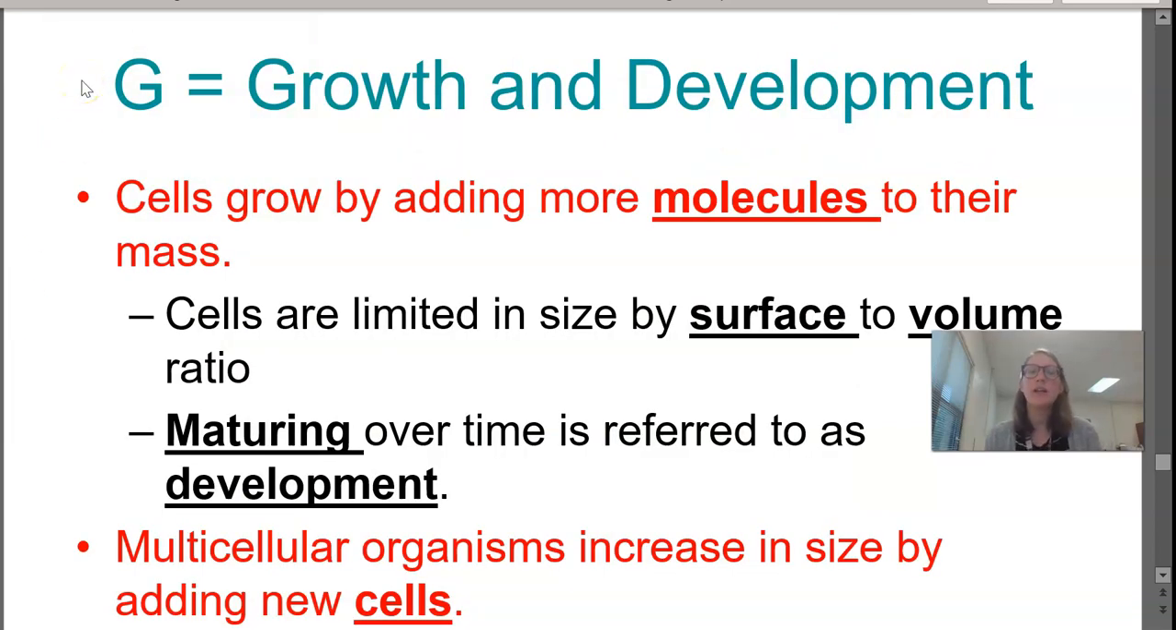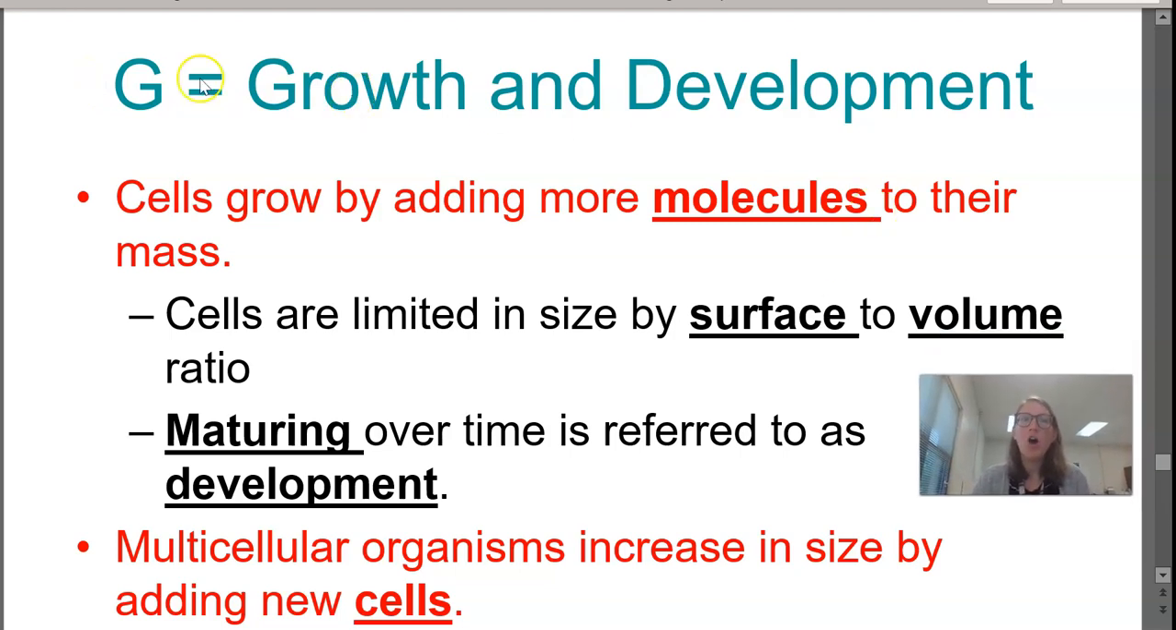So G, we've done H, homeostasis, O, organization, and now G for growth and development. All living things, if you're considered a living thing, that means you need to grow and develop. You need to mature. My daughter is bigger, and she's growing every day.